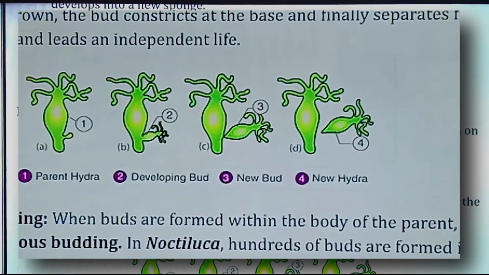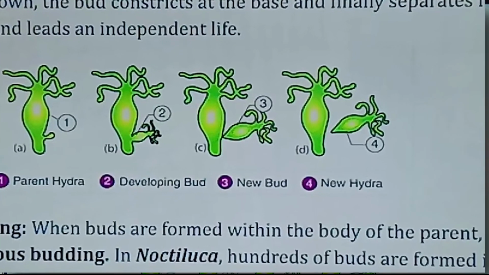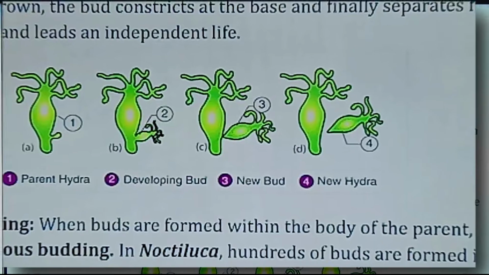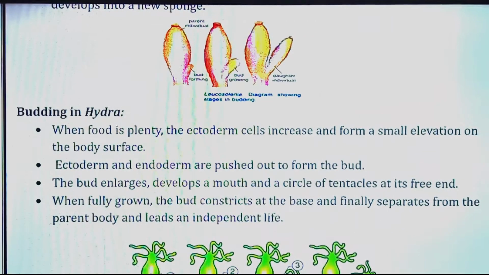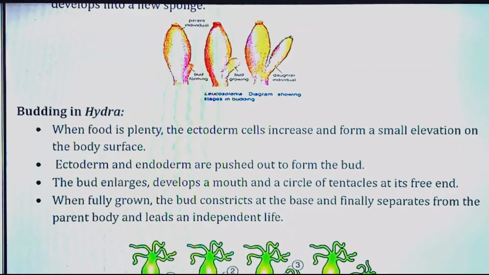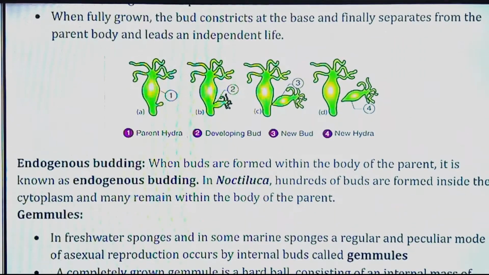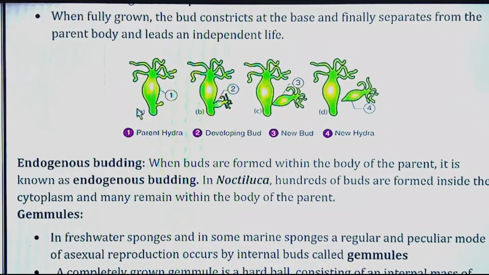And this elevation will first have the ectodermal cells, and slowly the endodermal cells will be pushed from the parent body into the small bud, and they form a small bud-like structure. At the terminal end they will develop the mouth, and this will be encircled by tentacles at the free end. When these buds are fully grown, they will detach themselves from the base and finally separate from the parent body and live an independent life. These are the examples for exogenous budding.